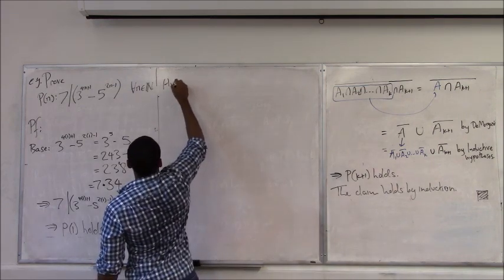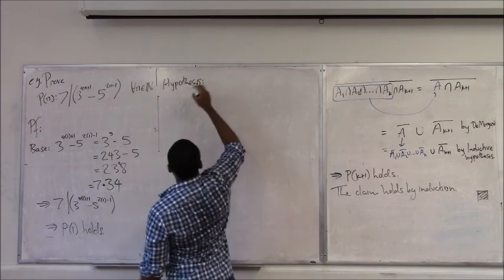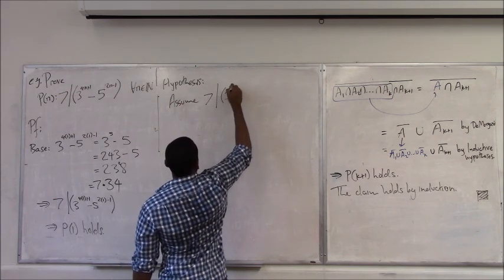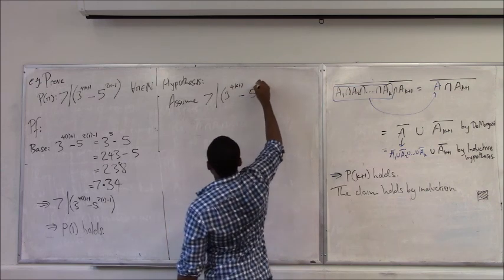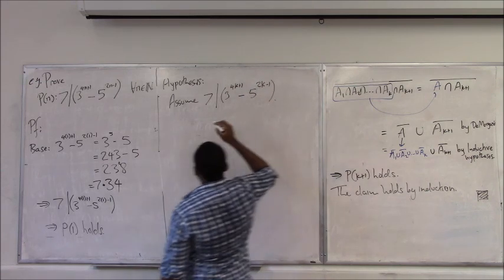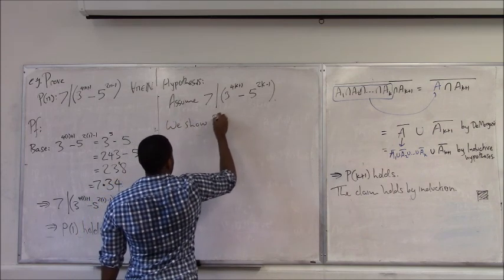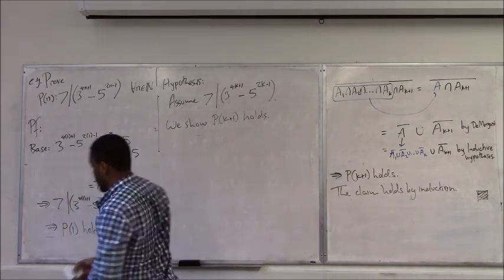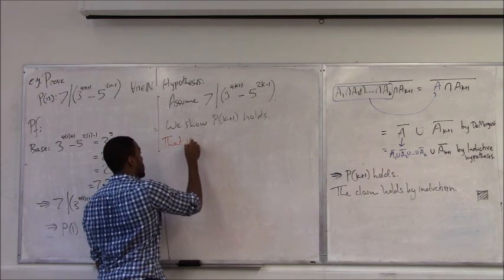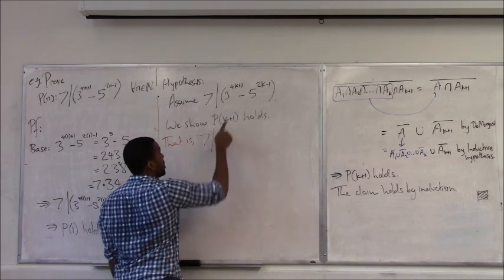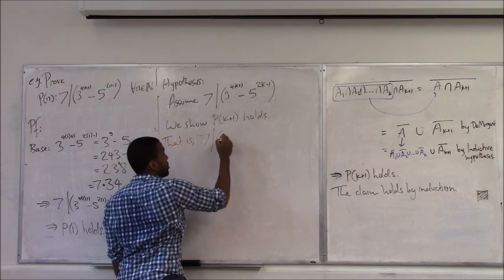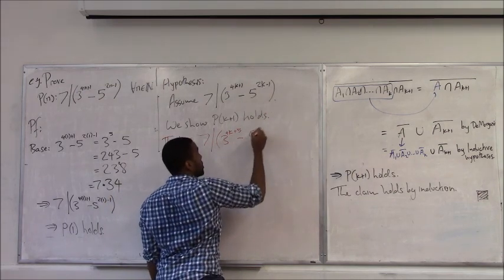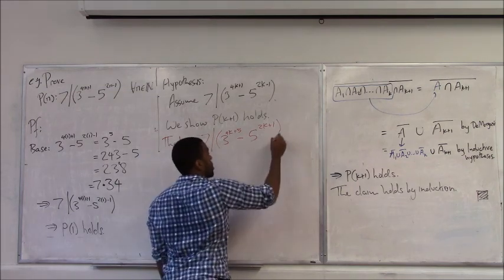So now we take our hypothesis, pretend this holds for some k. Assume 7 divides 3 to the 4k plus 1 minus 5 to the 2k minus 1. We show P of k plus 1 holds. You write this just to make sure you don't state it as a fact, because you'd be begging the question. You want to show that 7 will divide the expression when you plug in k plus 1, so that would be 3 to the 4k plus 5, minus 5 to the 2k plus 1. That's what we need to show.